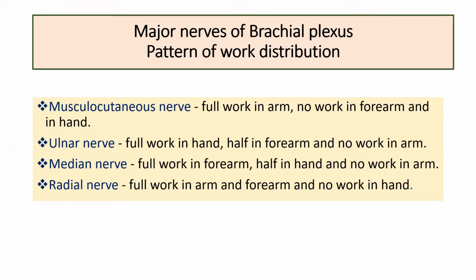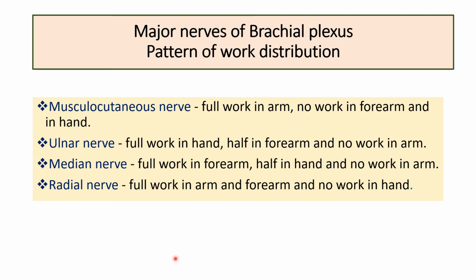Though there are 13 branches of nerves from various cords of the brachial plexus, we are going to discuss the pattern of work distribution of the 4 major nerves, that is the musculocutaneous nerve, ulnar nerve, median nerve and radial nerve. And for understanding the work distribution of these nerves, the upper limb has to be divided into the arm, forearm and hand. So the work here we have to define.